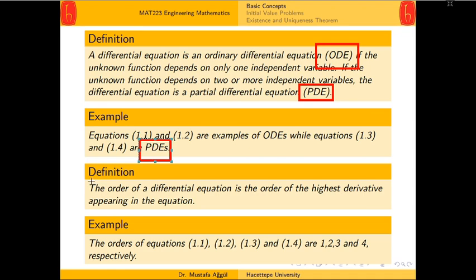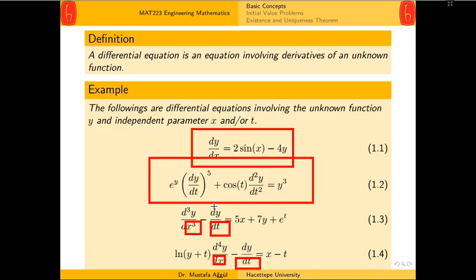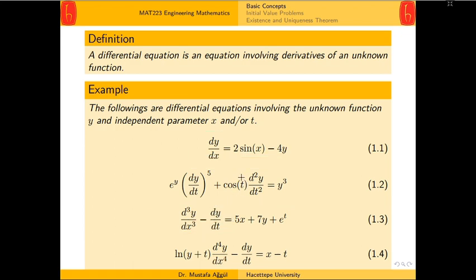What is the order of a differential equation? This is quite important. The order of a differential equation is the order of the highest derivative appearing in the equation. Let's go back to our original examples and see what their orders are. First of all, the derivative term is here. This is the only derivative in the equation. So what is the order of this derivative? It's 1, right?